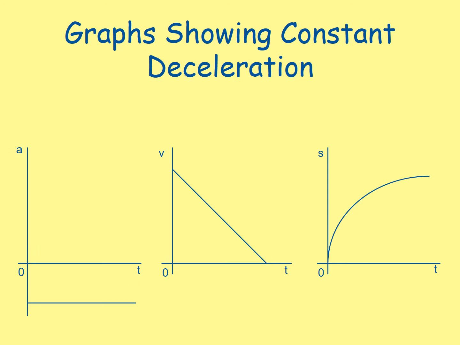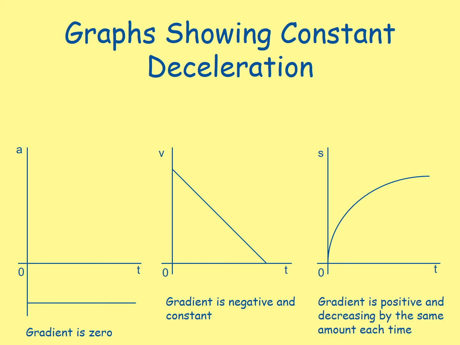Finally, we have three graphs showing constant deceleration. First, our gradient is 0 again, but we can see we have a negative acceleration rather than positive. For our velocity time graph, we have a negative gradient, and this is constant again. And for our displacement time graph, our gradient is positive, but decreasing by the same amount each time rather than increasing.